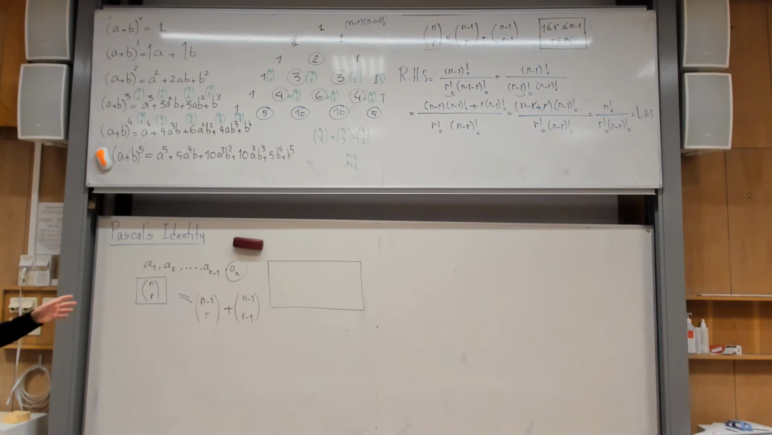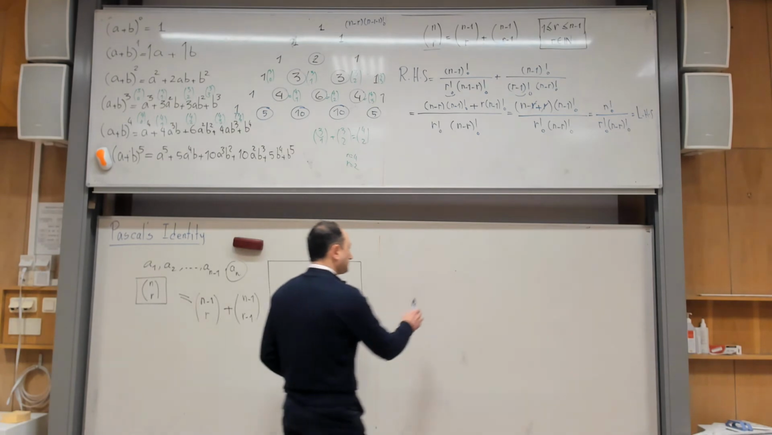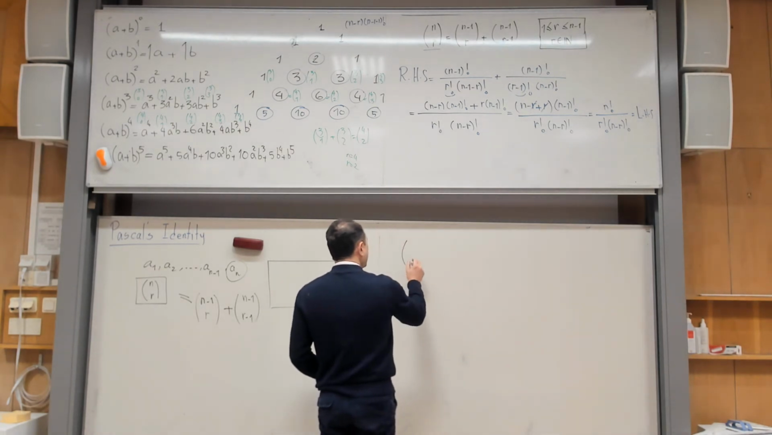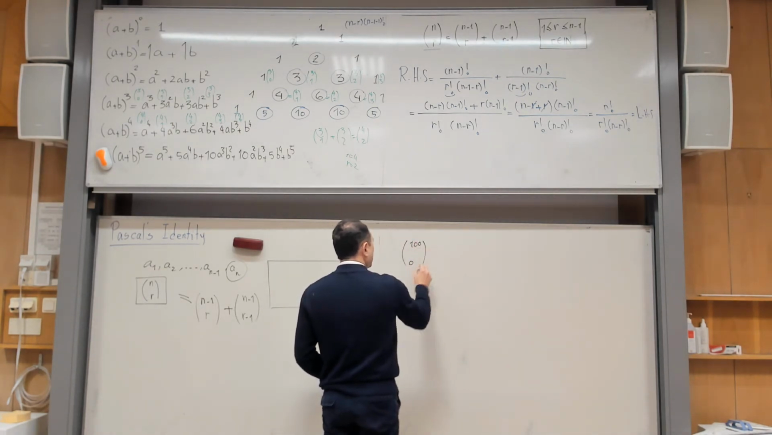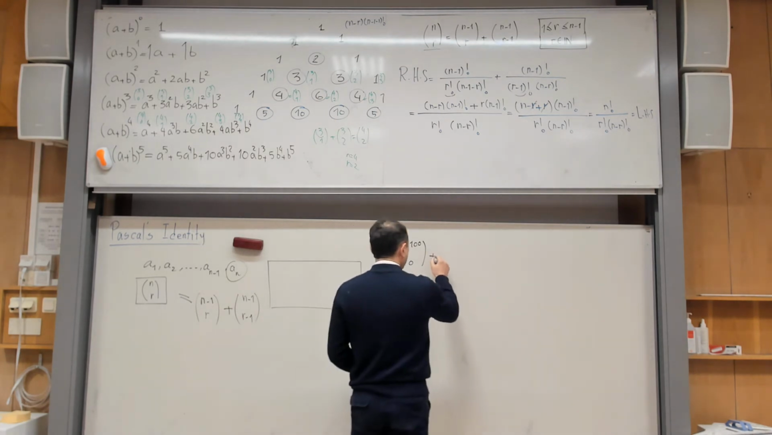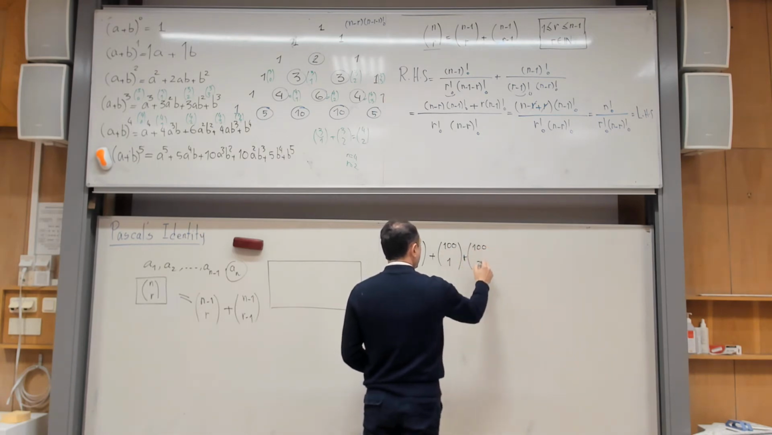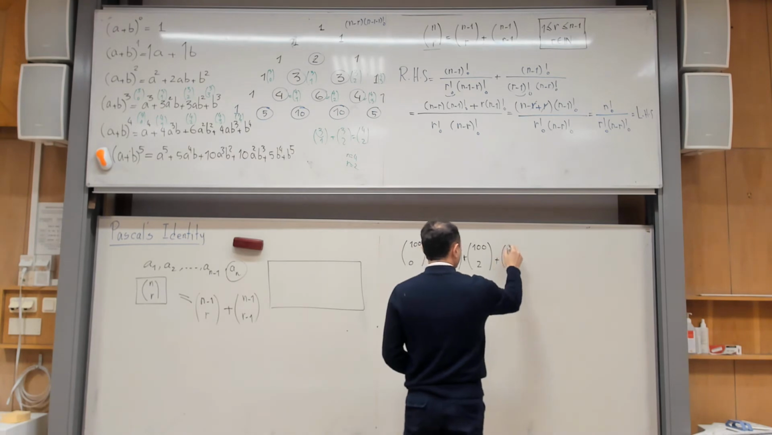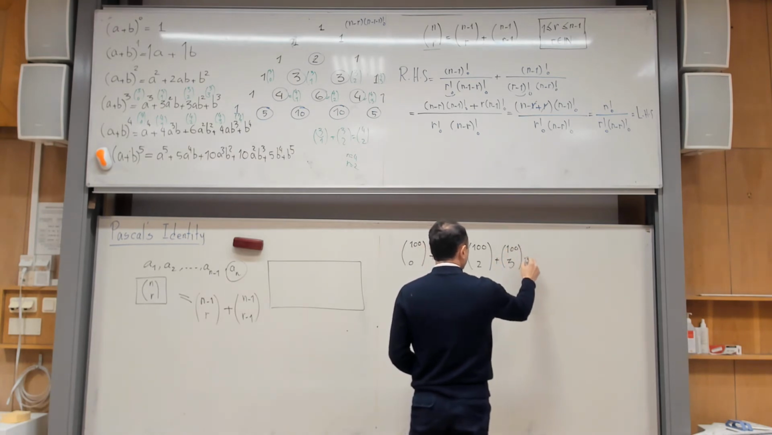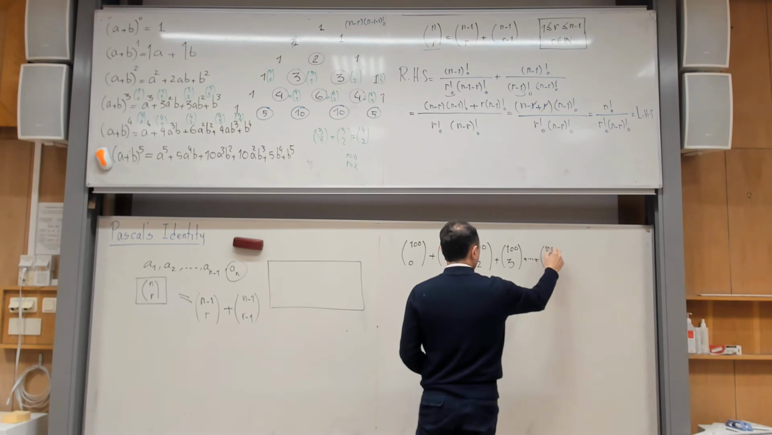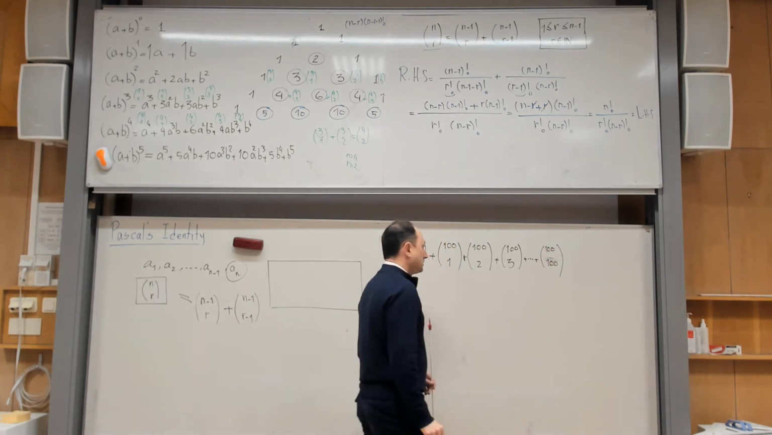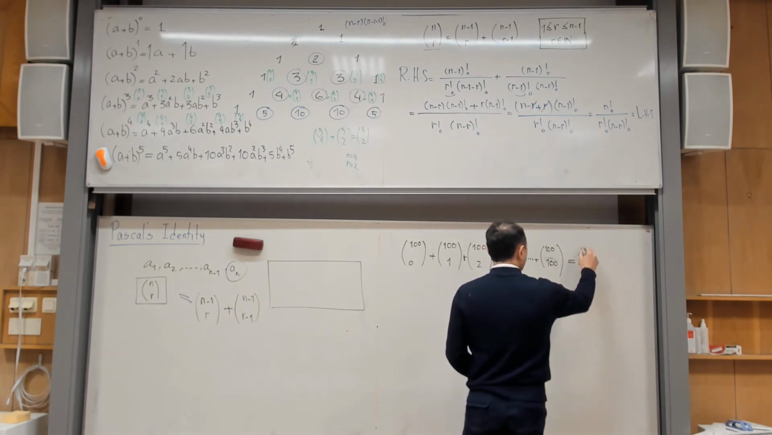Yes or no? Let me just give you another challenge here. Okay, so I would write 100 choose 0, yes, plus 100 choose 1, 100 choose 2, 100 choose 3, and I continue this list to 100 choose 100. And I claim that this answer is 2 to the power of 100.